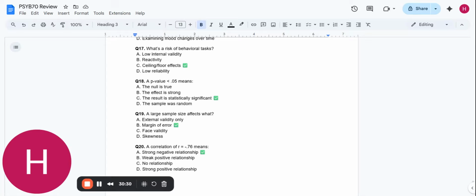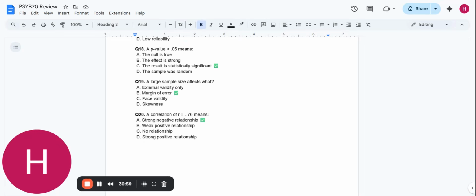What is a risk of behavioral tasks? A risk that some behavioral tasks can have is ceiling or floor effects, which means everyone is scoring too high, which is the ceiling, or scoring too low, which is the floor. In this question, it's a little bit hard to understand which is the right answer because all of them can be true in some ways, but it's important to prioritize the one that is most related. Option C is usually the main threat that we have to behavioral tests.